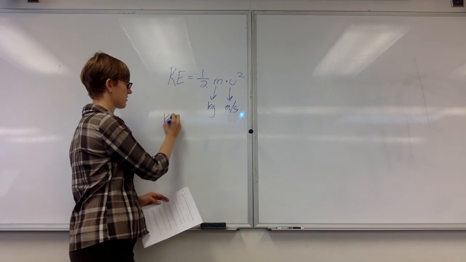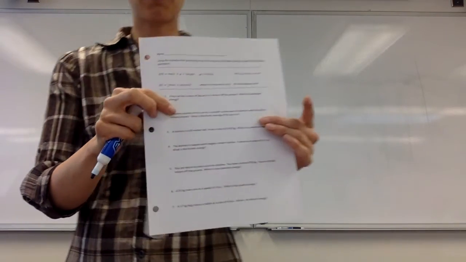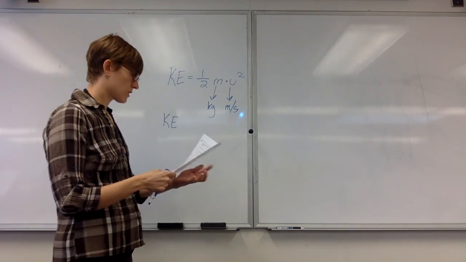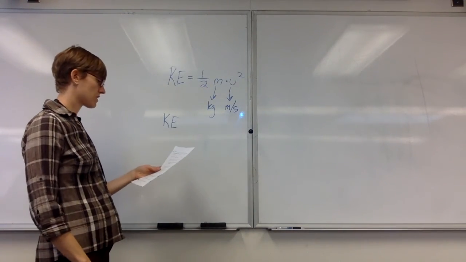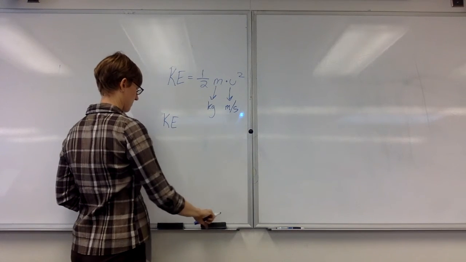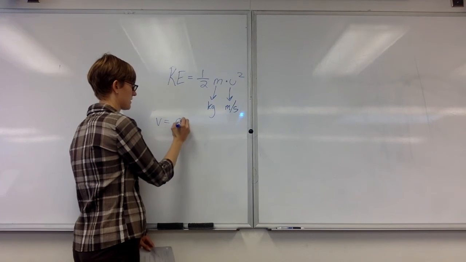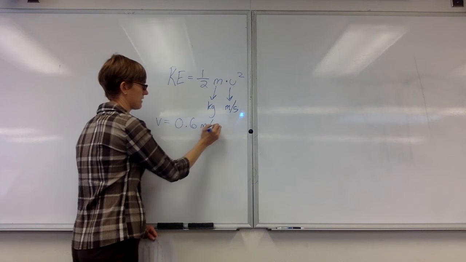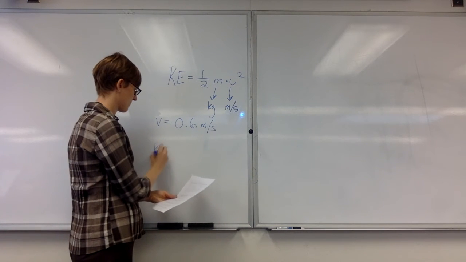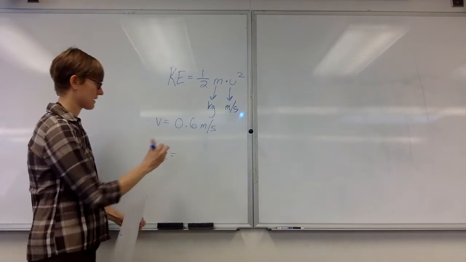So now for kinetic energy, let's do the second problem. The second problem refers to the first problem. Someone pushes the toy car on a smooth surface and it moves at a velocity of 0.6 meters per second. So what I have here is velocity is 0.6 meters per second. I just got that out of my question. What is the kinetic energy of the car? That's what I want to find, this kinetic energy.